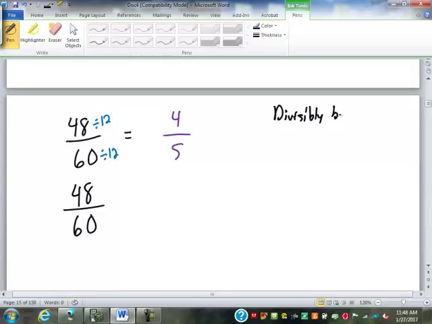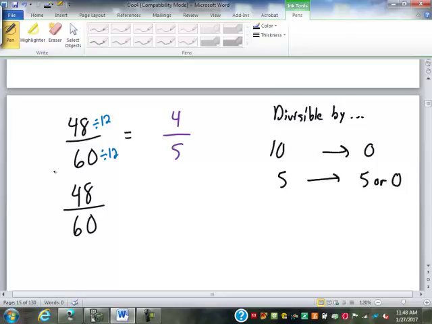Yeah. If they are divisible by 10, they end in 0. So it's really easy to tell if they're divisible by 10. Next thing I look for is to see if they're divisible by 5. What would I be looking for there? Well, if their last digit is a 5 or a 0.